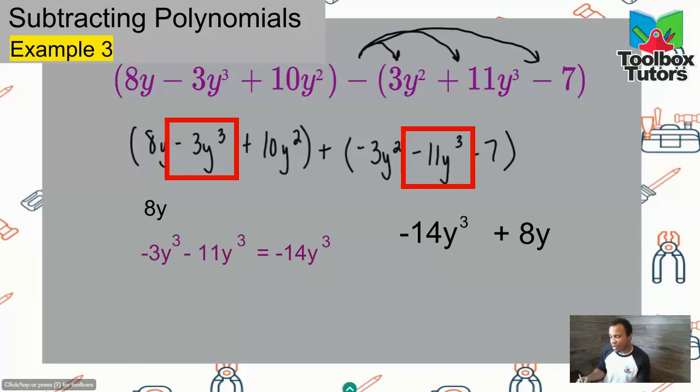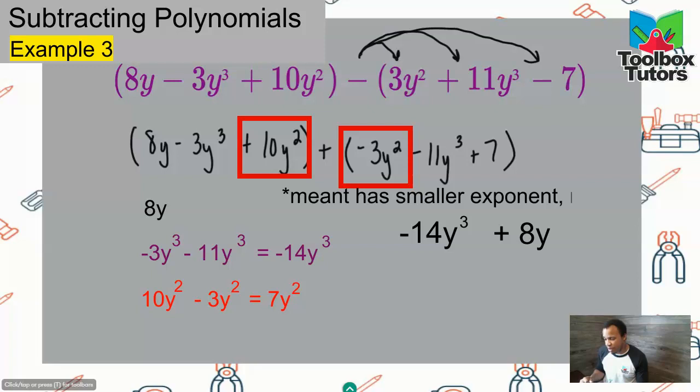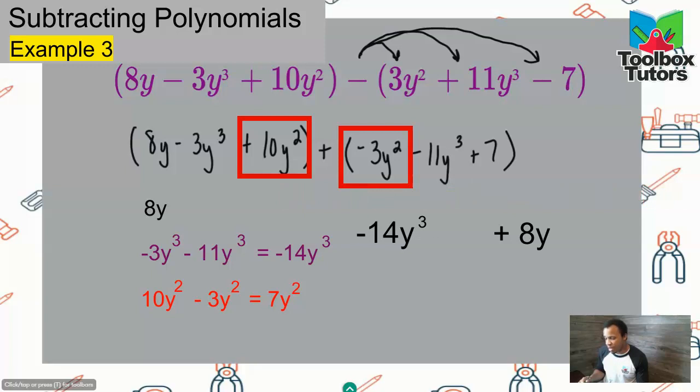Now, negative 14y to the third has a larger exponent than 8y. So what we'll do is go ahead and put this in front of this 8y so we won't forget to move it later. And last, in the first parentheses, we have 10y to the second power. 10y to the second power has a like term of negative 3y to the second power, and 10 minus 3 gives us 7. So we have 7y to the second power. Now 7y to the second power is less than negative 14y to the third power. So what we're going to do is stick it right behind that in front of the positive 8y, since it has a larger exponent than the 8y.